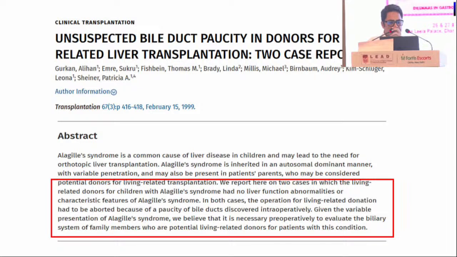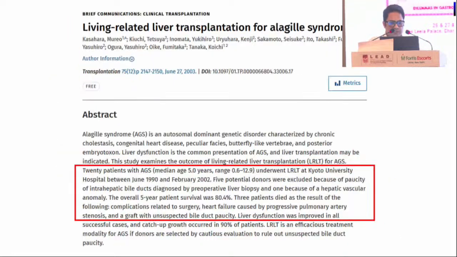Now, this is a paper for Alagille syndrome where they say that they did 2 cases, and both the cases were rejected during the surgery with intraoperative biopsies where they could find the paucity of bile ducts during the surgery. So we have to do preoperative biopsy in Alagille syndrome for the donors to rule out any disease process, any subtle disease process.